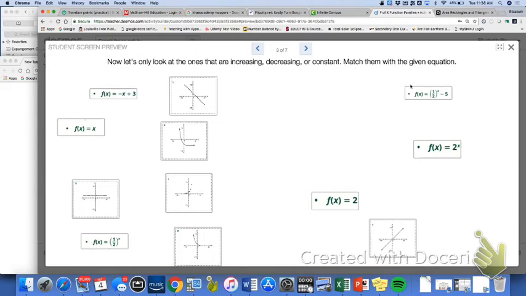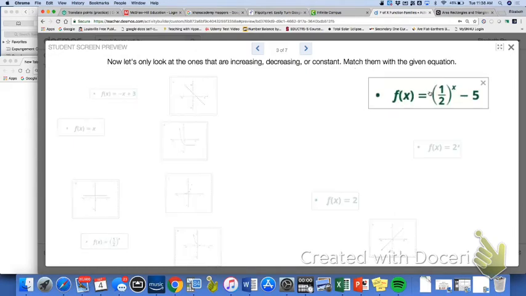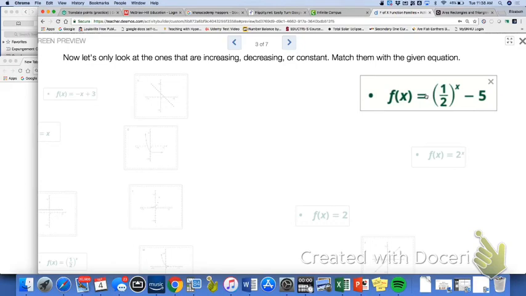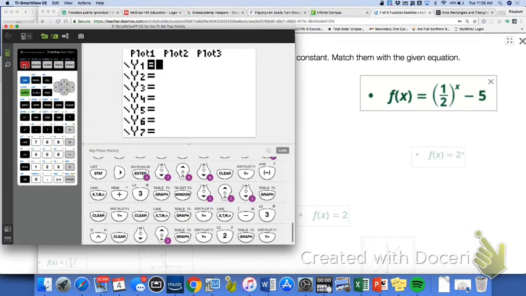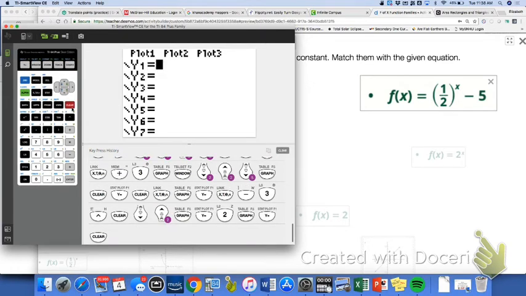Let's do this one. Okay. I'm going to go to y equals and clear out what I had in there. So again, f of x is just another way of saying y equals. So that's why we're clicking the y equals button. I need to figure out how I'm going to put that fraction into my graphing calculator.